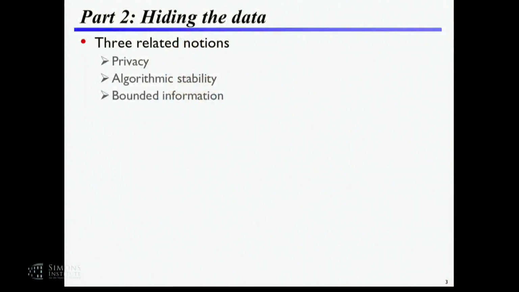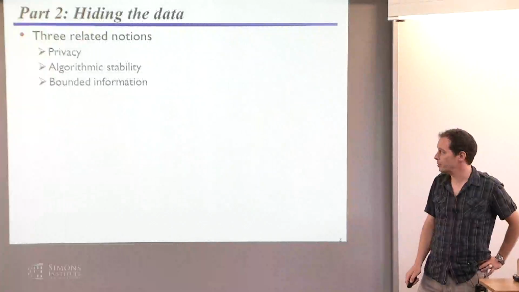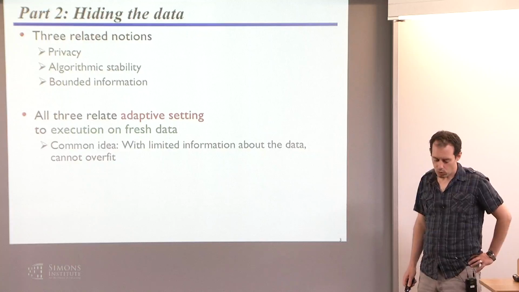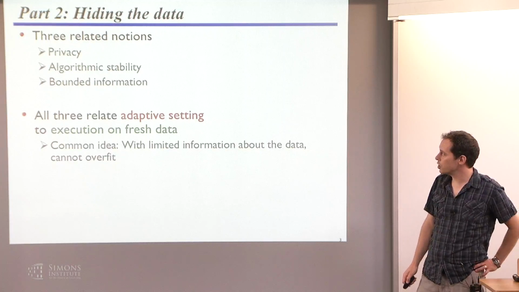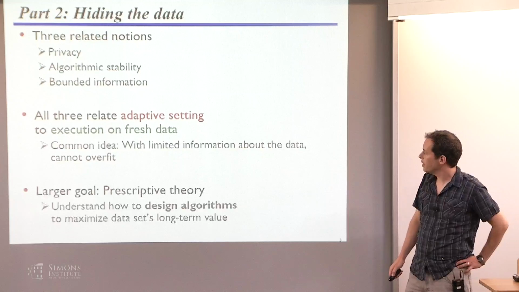But basically, the theme of this part of the tutorial is about the benefits of hiding the data from the analyst in various ways. I'll talk about three related notions of what we can mean by hiding the data. We'll talk about differential privacy, slightly more general notions of algorithmic stability, and then various kinds of information bounds.